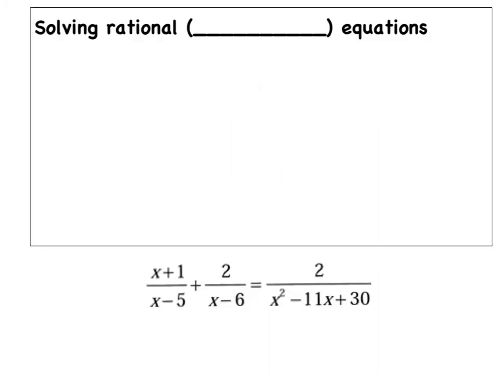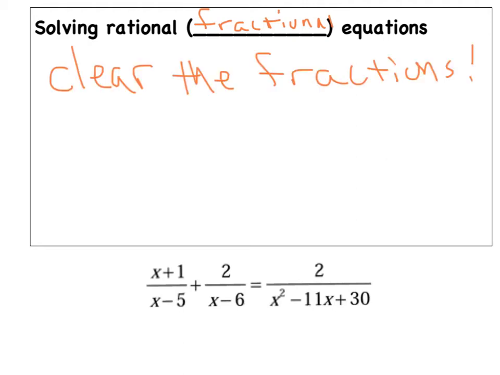All right, so here's the big shift. Here's the big change that we need to practice. Now we're going to solve rational or fractional equations. Whichever term you like better, I can go with either one. What we want to do is clear the fractions. We want to try to eliminate those denominators. So if we want to clear the fractions, how are we going to go about that?